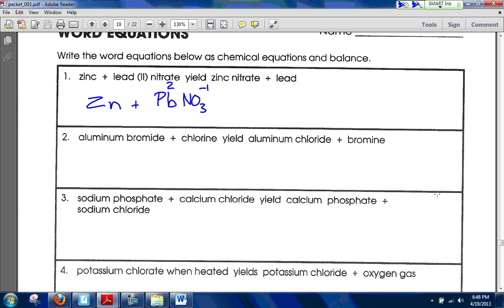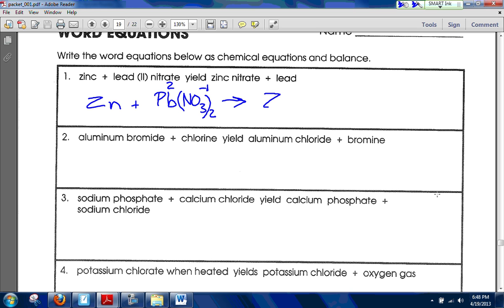So what I need to do is crisscross my charges. That means this 1 comes down here to the lead. Remember, it's an invisible 1 now. This 2 needs to come out to the other side of the NO3, and I need to put the NO3 in parentheses. It means I have 2 nitrates to balance out the charge. Okay? And it yields, that means put an arrow, zinc nitrate.